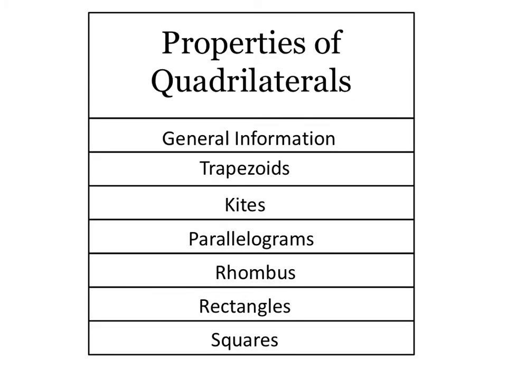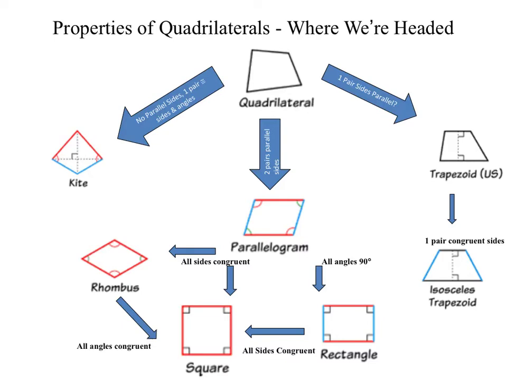Okay, first of all, we want to talk about the general properties of quadrilaterals. Under this first thing, we're going to have general information here, and we will talk about that more in class. But a good thing to put under the general properties of quadrilaterals would be this diagram here. And this diagram basically shows us where we're headed.